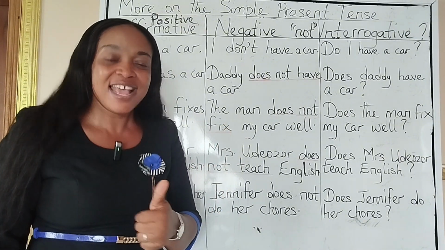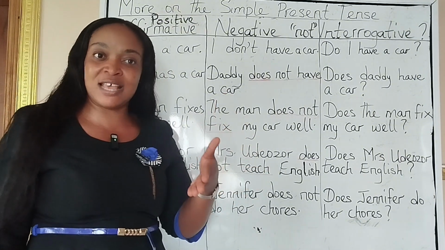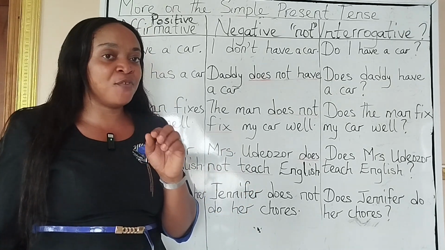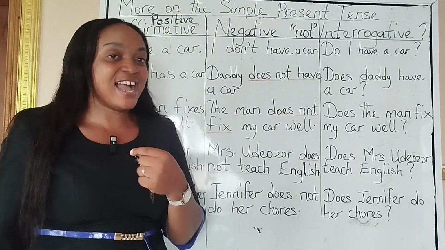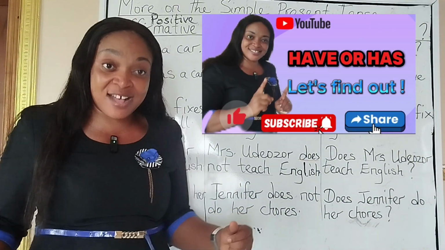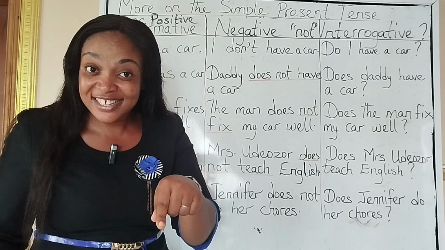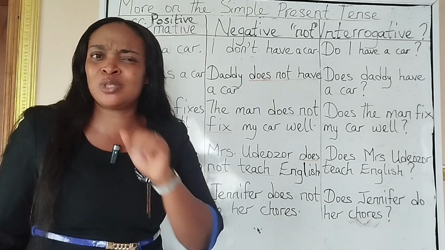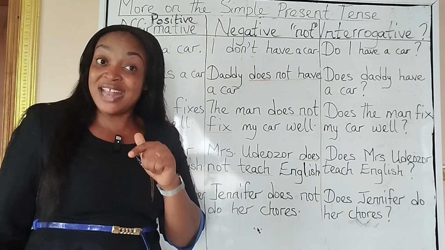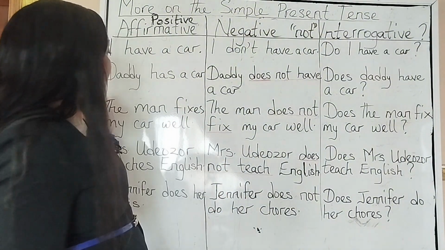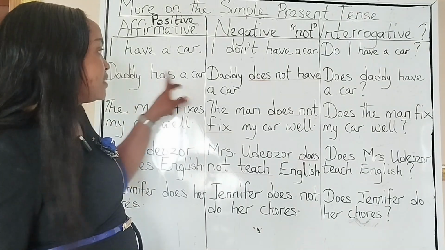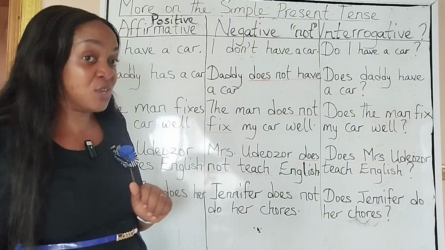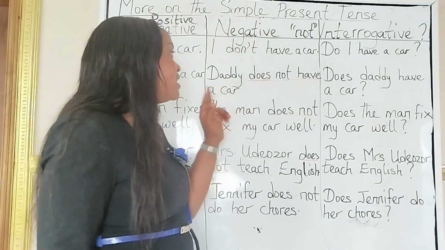everybody does. And when we went to the next episode on the simple present tense, I taught you another on the use of the verb to have. And I said, I have, you have, we have, they have, he has, she has, it has, everybody has. Do well to look for those videos and watch them. Then you'll be on the same page with us. Now, let's look at here. Daddy has a car. Do you now understand why it is daddy has a car and not daddy have a car? Let's see what happens.